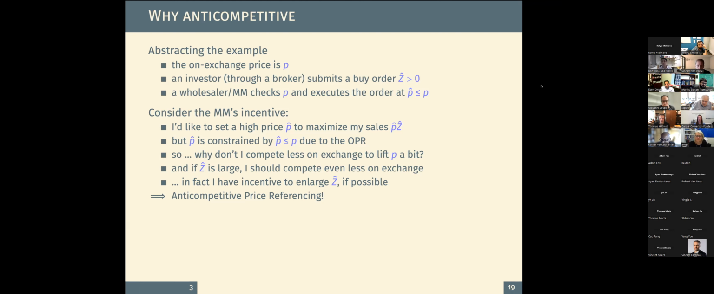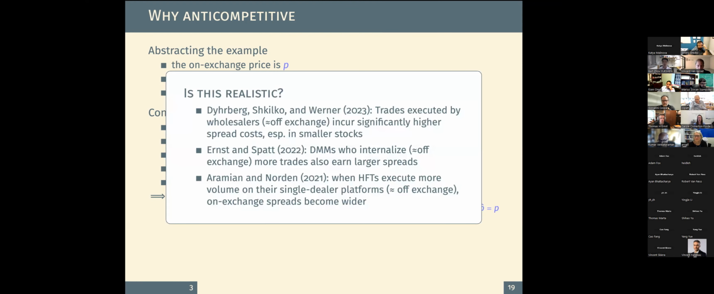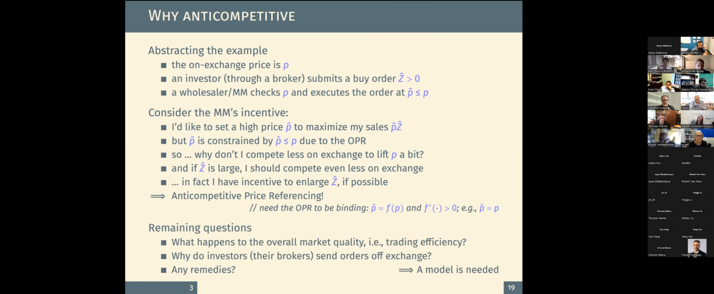One thing to note is that for this incentive to work, we will have to have a binding constraint. This constraint, P hat is less than P, must be binding. Otherwise, this incentive doesn't go through. So the model basically sheds more light on the details of this intuition along this line. We'll use this model to answer other questions like what happens to the overall market quality, why do the investors in the first place send the orders off exchange, and can we find remedies to fix this anti-competitive incentive?